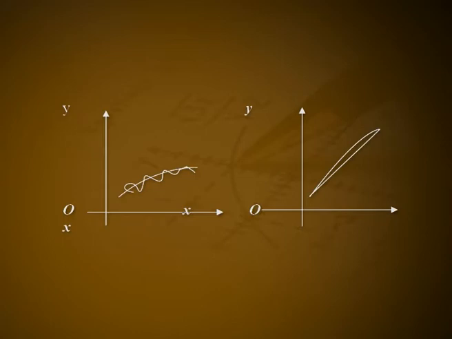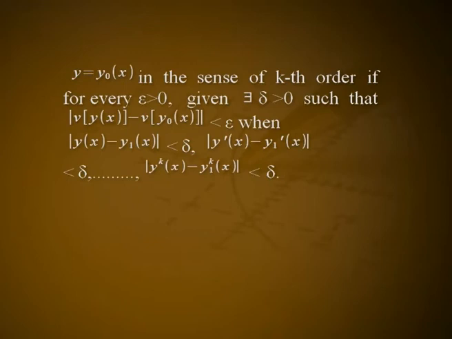A functional v equal to v of y of x is continuous at y equal to y naught of x in the sense of kth order if for every epsilon greater than 0 given there exists delta greater than 0 such that modulus of v of y of x minus v of y naught of x is less than epsilon, whenever modulus of y of x minus y naught of x is less than delta, modulus of y dash of x minus y naught dash of x is less than delta, etc.